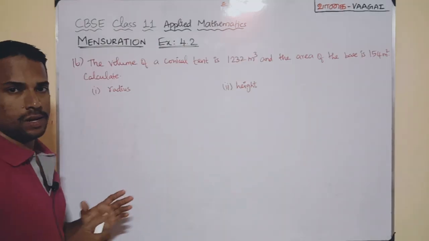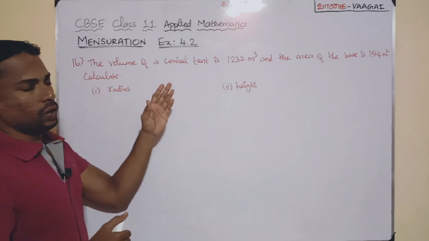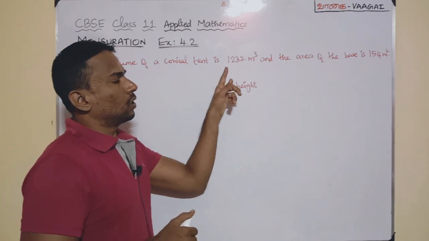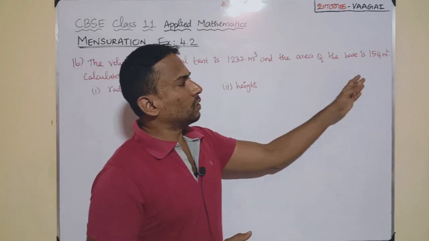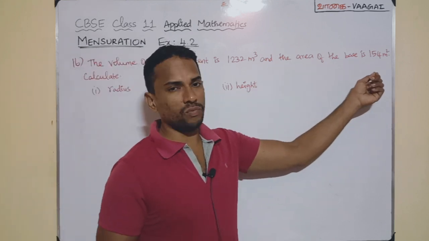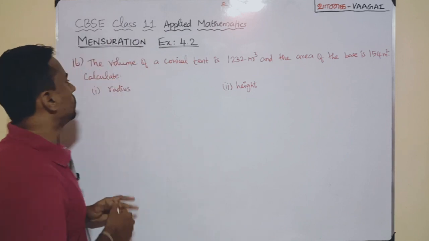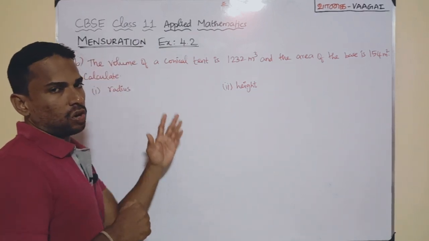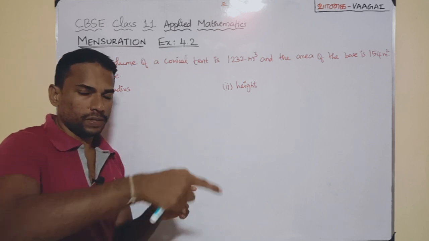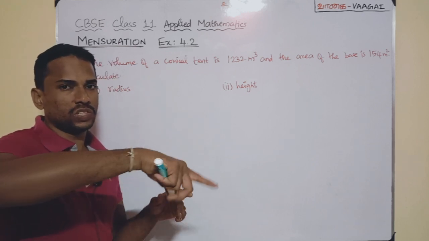Number 16, the volume of a conical tent formed is 1232 meter cube and the area of the base is going to be 154 meters square. Then calculate the following things. One is we need to find the radius of this cone, that means the radius of the cone's floor which is formed.